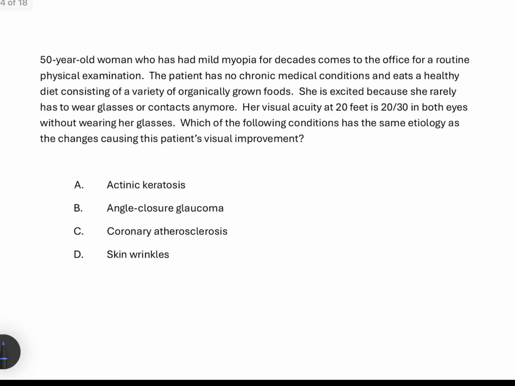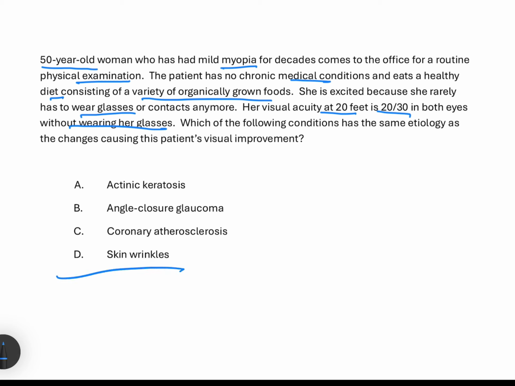Our question is, a 50-year-old woman who had mild myopia for decades comes to the office for a routine physical examination. The patient has no chronic medical condition and eats a healthy diet consisting of a variety of organically grown foods. She is excited because she rarely has to wear glasses or contacts anymore. Her visual acuity is 20/13 in both eyes without her reading glasses. Which of the following conditions has the same physical etiology as the changes that caused this patient's visual improvement?